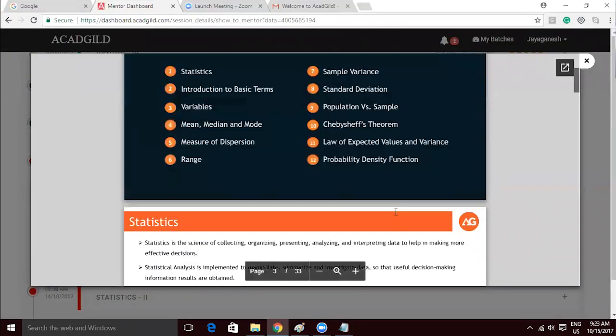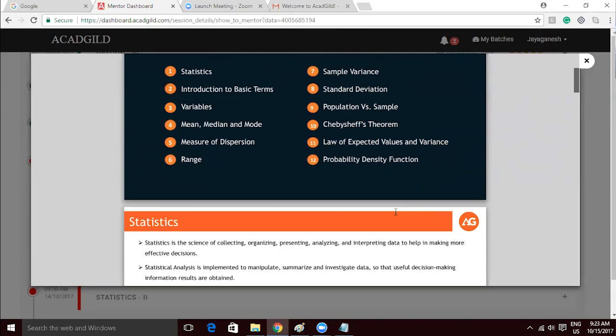Obviously we studied statistics in school or college, but when it comes to industry, it is a little different. So we'll go through each and everything. How can we start with statistics? Say you are a fresher in statistics, how can you start?